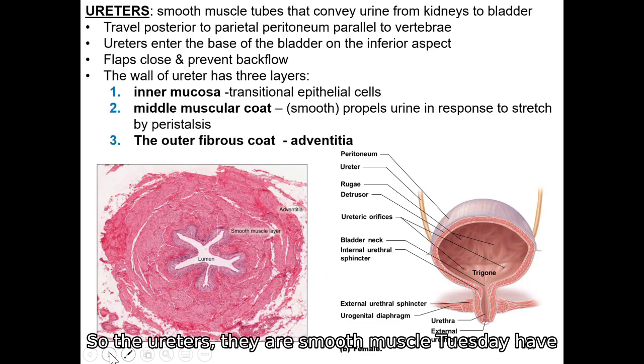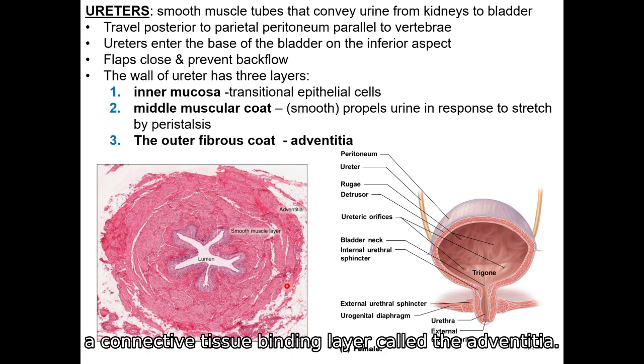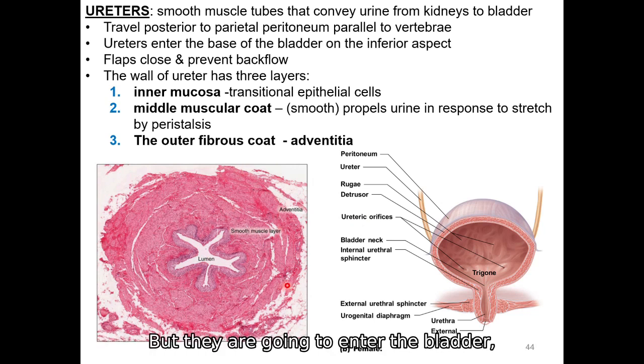Kind of walk our way through that. So the ureters, they are smooth muscle tubes. They have an inner mucosa, which is going to be that transitional epithelium. Remember transitional, it can stretch, okay? It's going to be moving urine through gravity and also peristalsis. So there is a smooth muscle layer. There's sort of layers of longitudinal, circular, and then longitudinal layers. And then the outer is going to be a connective tissue binding layer called an adventitia.